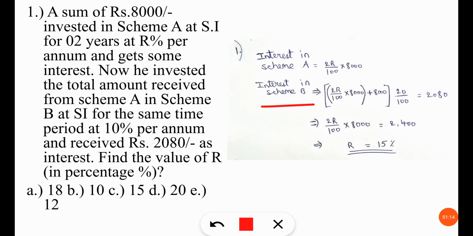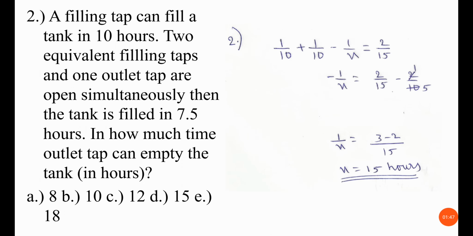For that reason, principal is this much, 2R by 100 into 8,000 plus 8,000, which is the amount of scheme A, and time period is 2 years and rate of interest is 10%, so 20 by 100. This entire expression is equal to 2080 rupees, which is given. So by solving this expression, we will get 2R by 100 into 8,000 equal to 2,400, and finally R is 15%. Option C is the right answer. I hope you understood this question. Let's move to the second one.